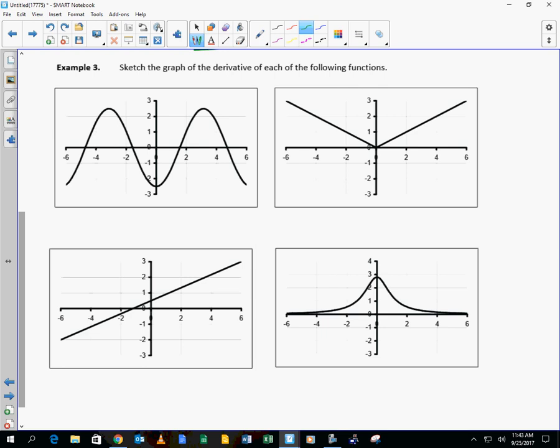It says, sketch the graph of the derivative of each of the following functions. So I'm going to look right here. I'm going to say that the derivative is equal to 0 right here. Everybody agree? So I'll plot 0 right there. I'm going to say the derivative is equal to 0 at 0. I'm going to say the derivative is equal to 0 at about 3.